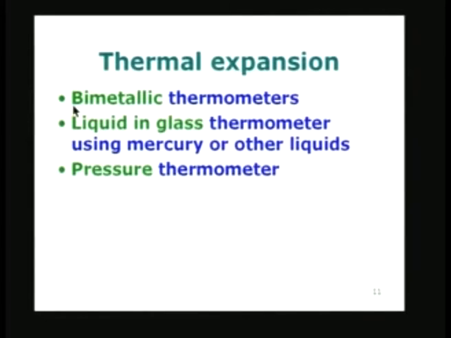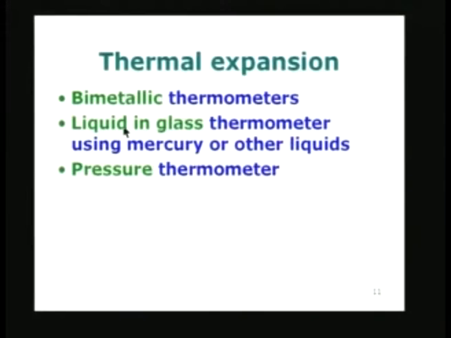There are other thermometers like bimetallic thermometers, which are made by taking two different materials having two different coefficients of expansion and placing them together intimately. When you subject it to a temperature, one of them will expand more and the other one will expand less, and therefore the element, if it is straight to start with, will start bending, and the amount of bend can be a measure of the temperature.